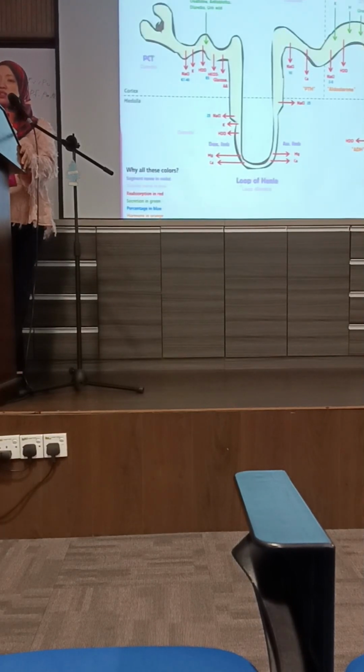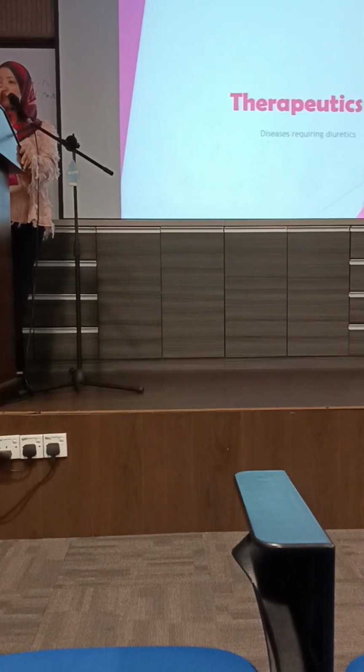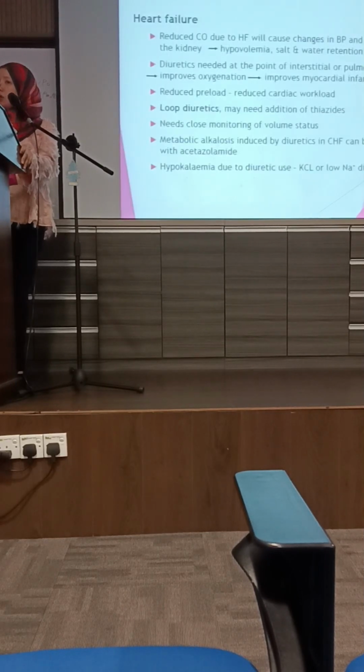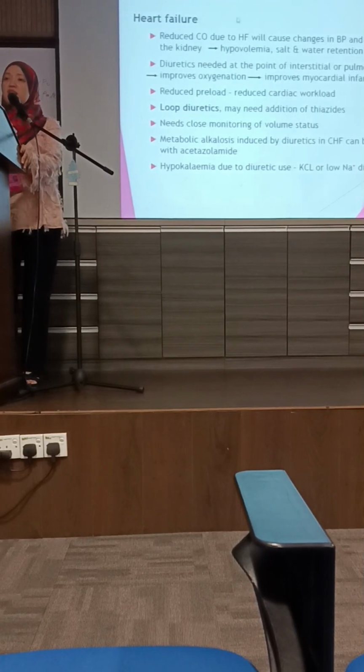Okay, so this is the renal tubule, to show you the site of action of diuretics in your renal tubules. Okay, therapeutic uses of diuretics, diseases requiring diuretics. Okay, the first one is edematous states. Edematous states such as heart failure.